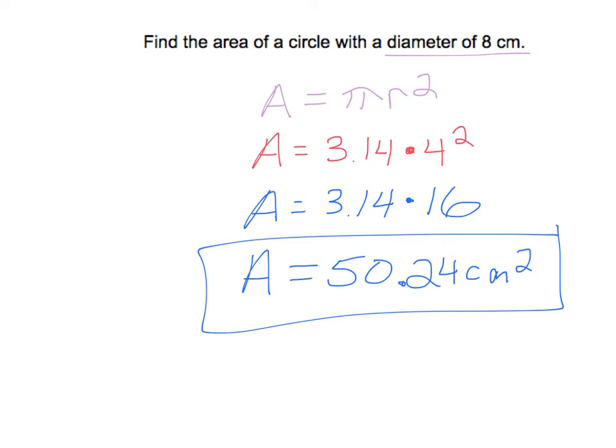So that is area. You got to make sure you're using the radius. So if you're given the diameter, you got to take half of it. And also when you square it, you times it by itself.